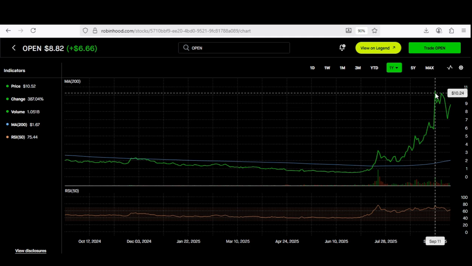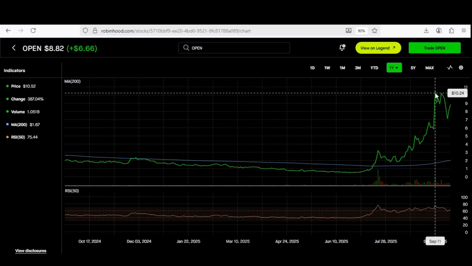Now I did trade this stock back in the day in 2021, and I traded the stock off of only hype and momentum. This stock doesn't have any good fundamentals. So personally, I am not trading this stock, but if I had to trade it, I'm going to show you what I was going to do.